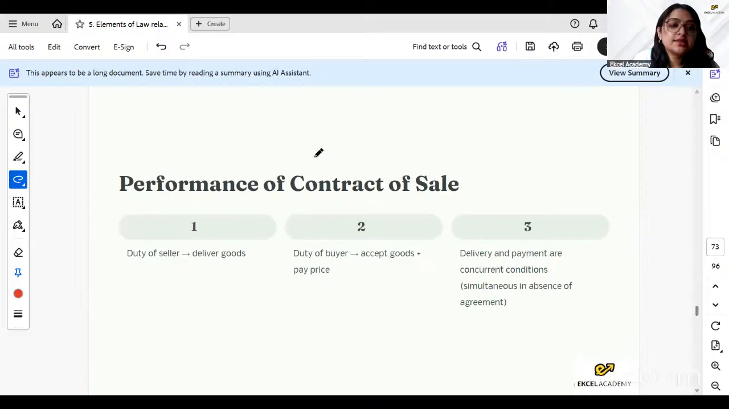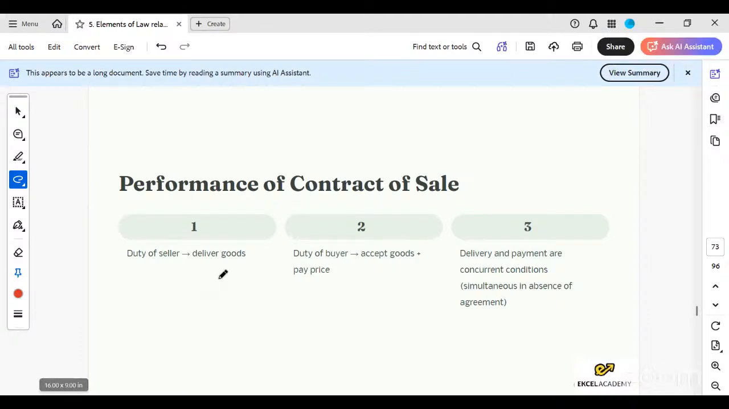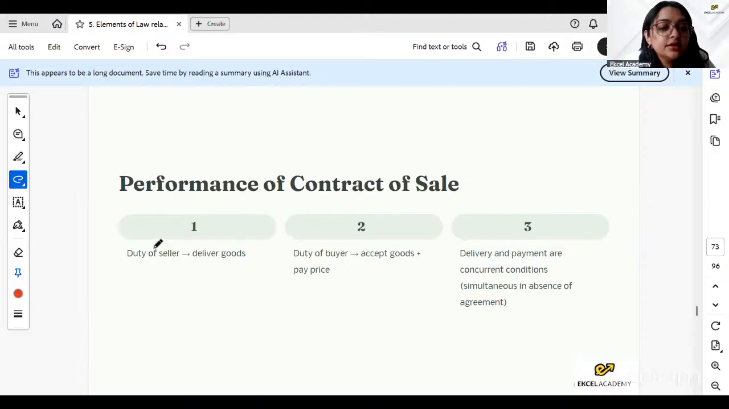Next, performance of your contract of sale. When is your contract of sale set to be performed? Firstly, it is the duty of the seller to deliver the goods. Then it is the duty of the buyer, two things: firstly, they need to accept the goods, and they need to pay the price for it. The seller's duty is to deliver the goods to the buyer. The buyer's duty is to accept the goods and also pay the price.